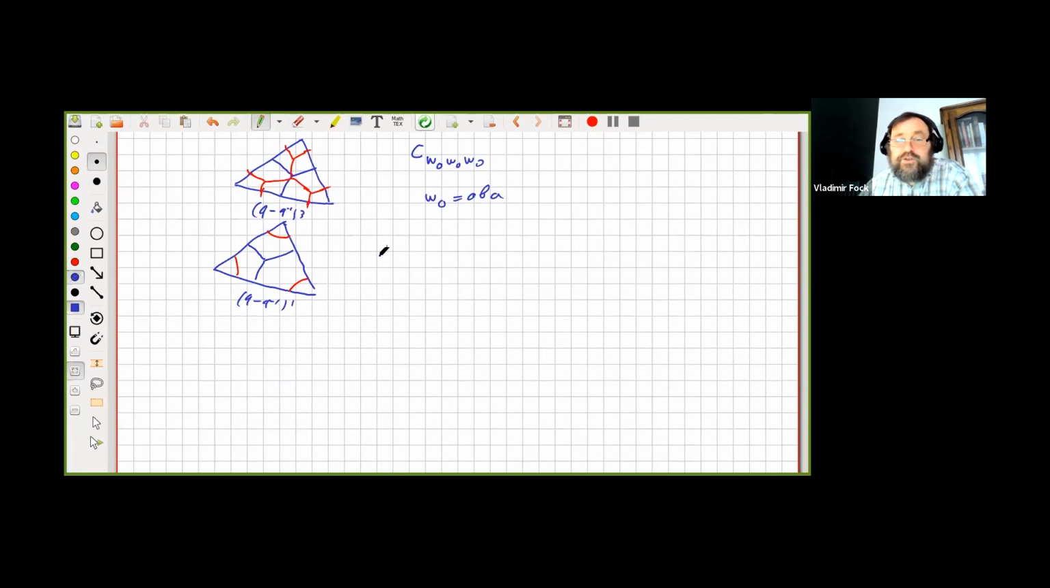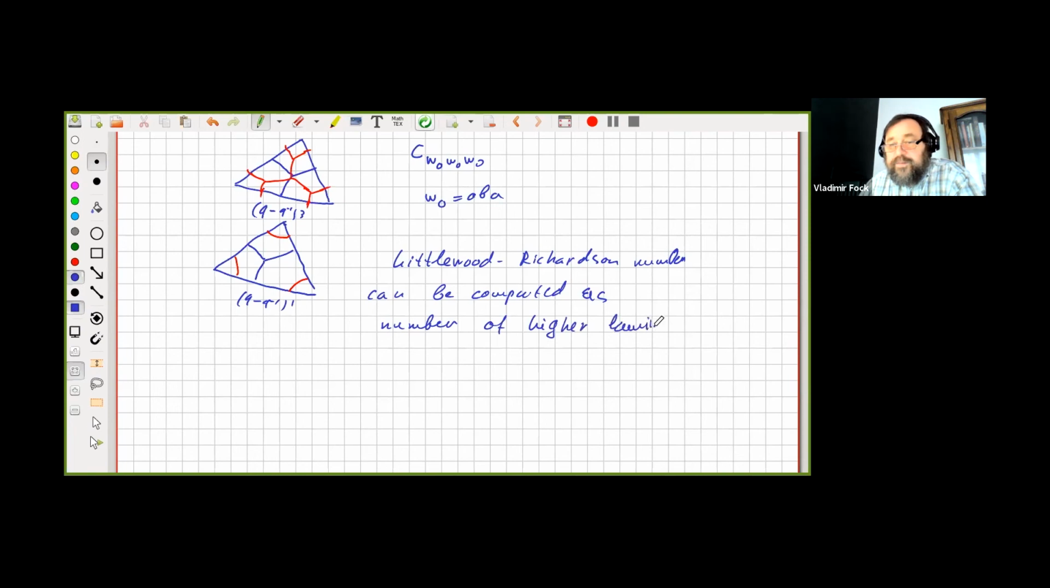Well, maybe I should just mention that the Littlewood-Richardson numbers can be computed as the number of high laminations on a triangle. So in a sense, yes, this is another statement.